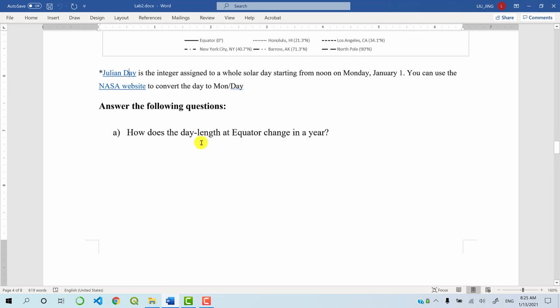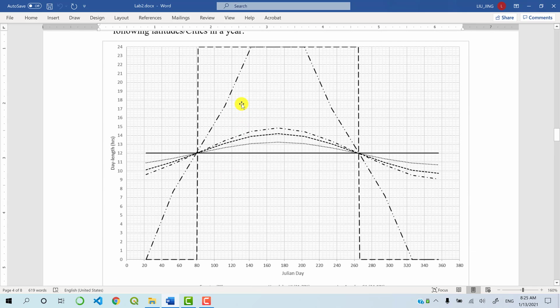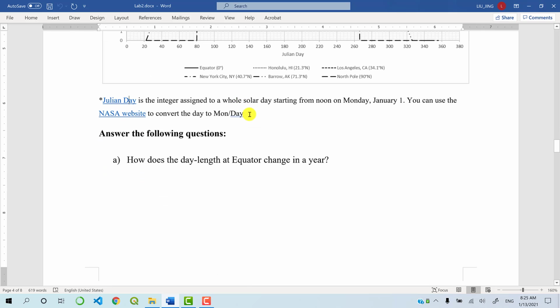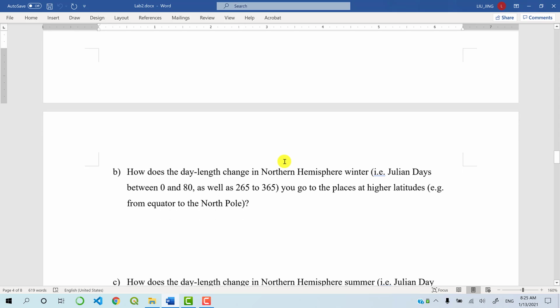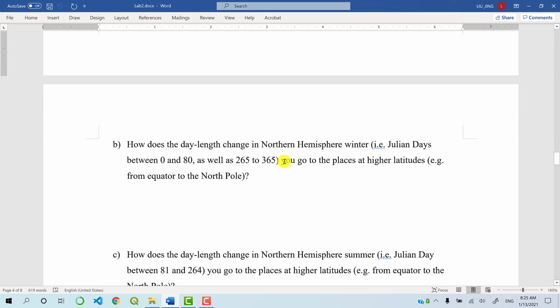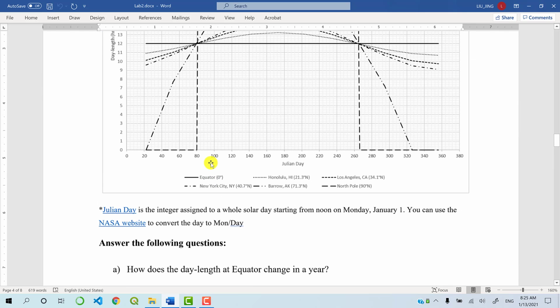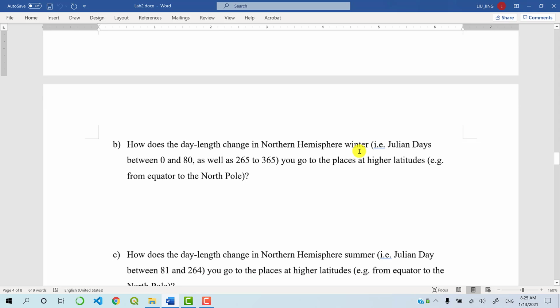Okay, and then when you make an observation like what I just guide you, when you move to the north, you have more and more drastic day length change, right? And then answer those questions. How does this day length change at equator? Describe it. Okay, how does the day length change in northern hemisphere winter, Julian day between 0 and 80, and after this about like 265 day? So when you go to the higher latitude, how the day length change?